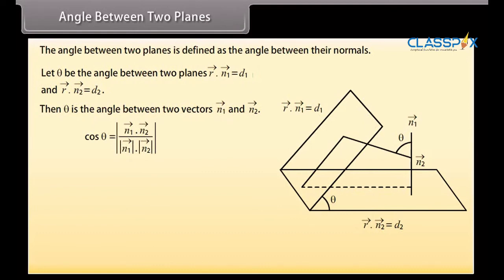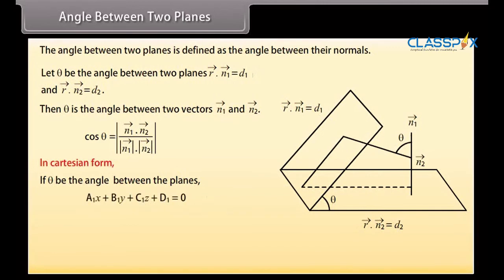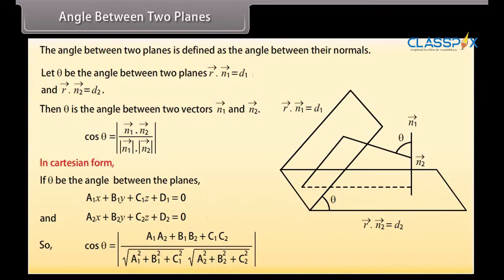Cos theta equals modulus of dot product of vector n1 and vector n2 divided by modulus of vector n1 into modulus of vector n2. In Cartesian form, if theta be the angle between two planes, a1x plus b1y plus c1z plus d1 equals 0 and a2x plus b2y plus c2z plus d2 equals 0, then cos theta equals modulus of a1a2 plus b1b2 plus c1c2 divided by square root of a1 square plus b1 square plus c1 square into square root of a2 square plus b2 square plus c2 square.